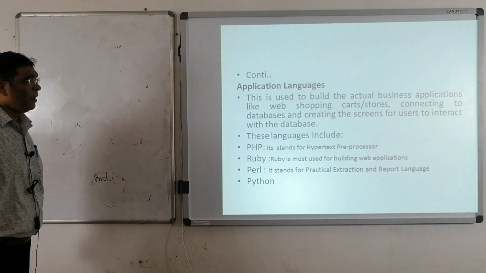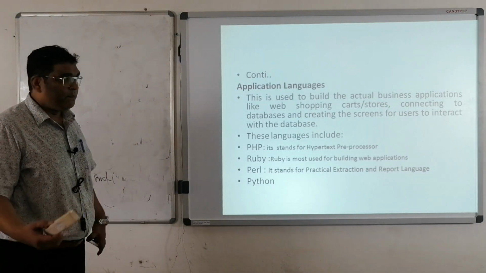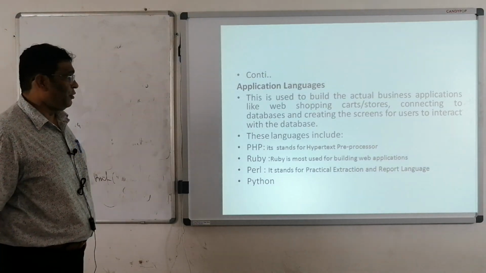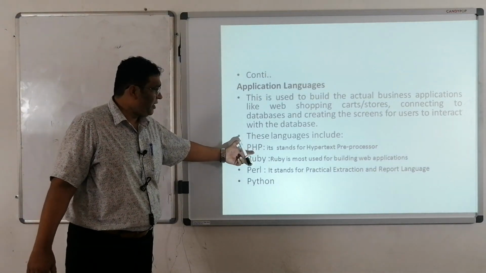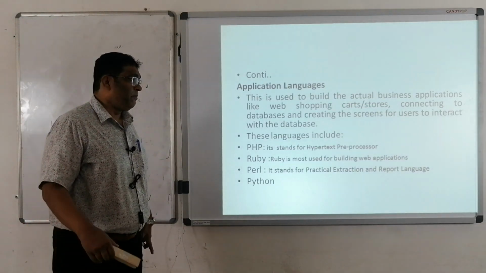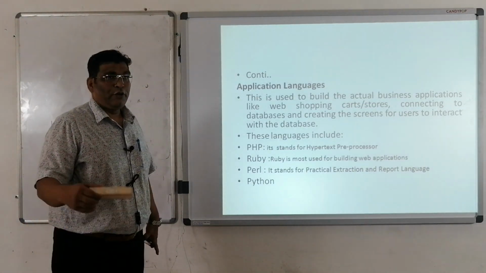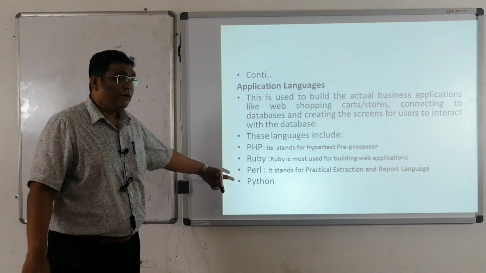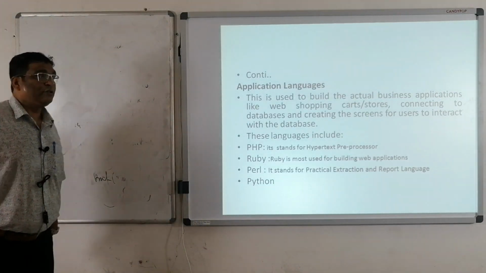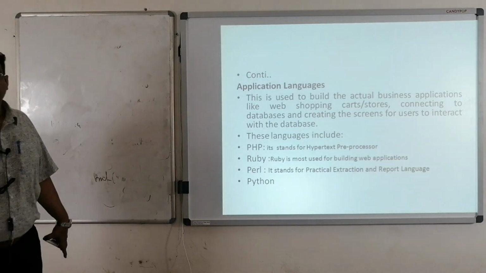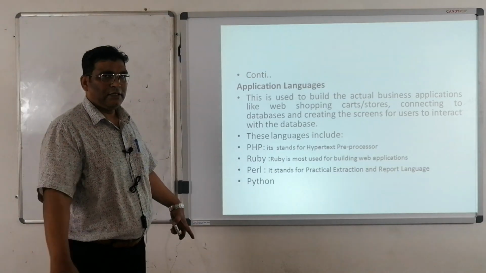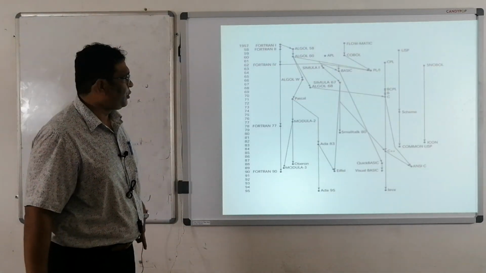Application language. This is used to build actual business, like web shopping, carts and everything. These are the languages used: PHP, which stands for Hypertext Preprocessor. Ruby is most used for building web applications. Perl is used for reading reports. And then we use Python, which you already know. These are the things we are going to see in application language. Next slide. I think I have got only 2 slides.